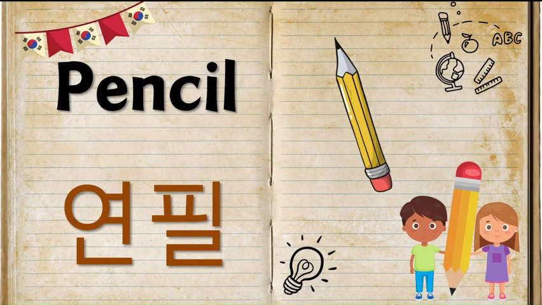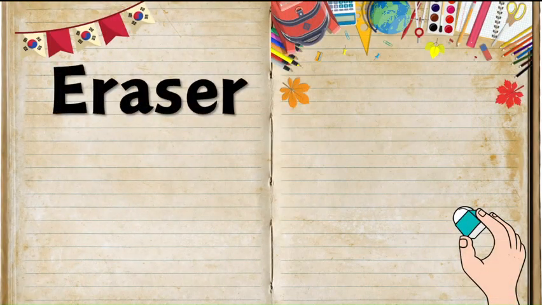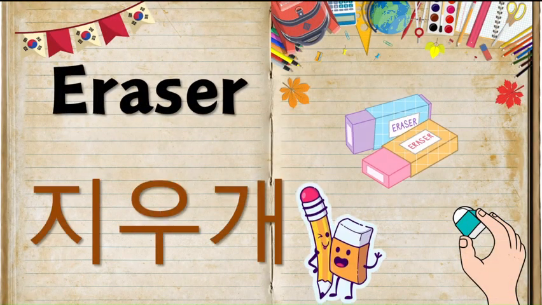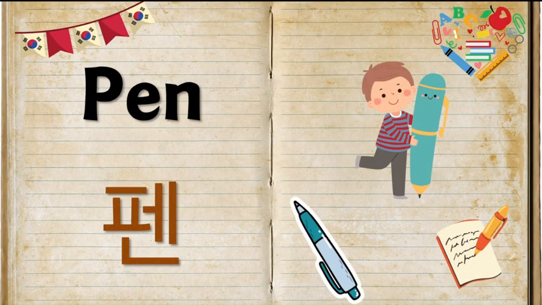We just saw that chalk is 분필, and pencil is 연필. Now let's move ahead and see the Korean word for eraser, and that is 지우개. Now let's see the Korean word for pen, and it is called pen. As you can see, it is a Korean loan word, right?